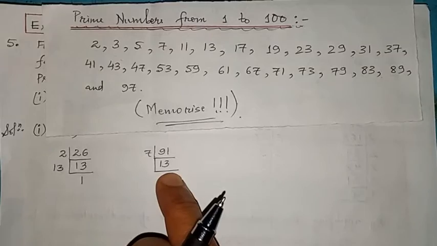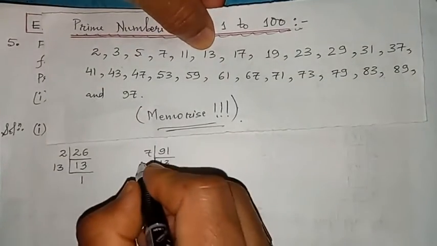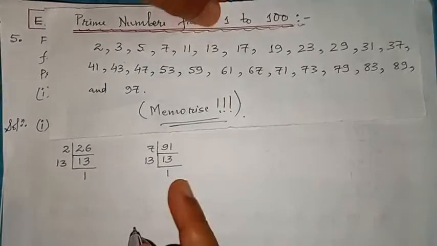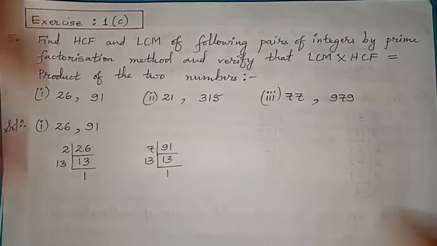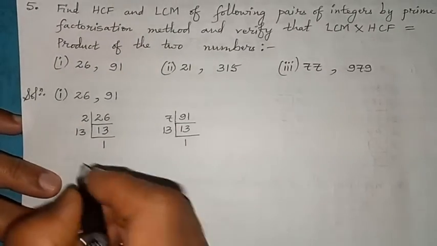But coming to 13, we already know, we have done here also that 13 is a prime number. So prime number we divide by, so 13 ones are 13. So we finished the prime factorization here. Okay, so now we'll write the prime factorization of both these numbers.